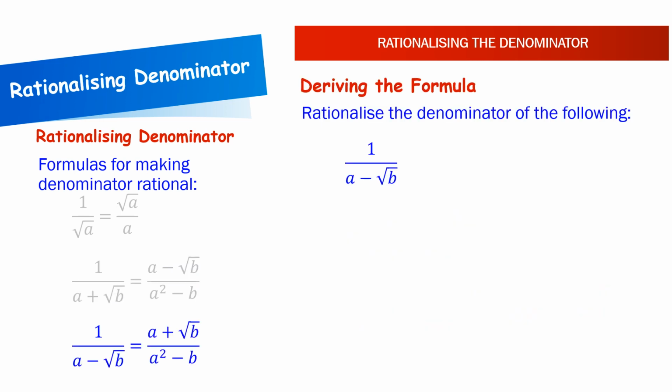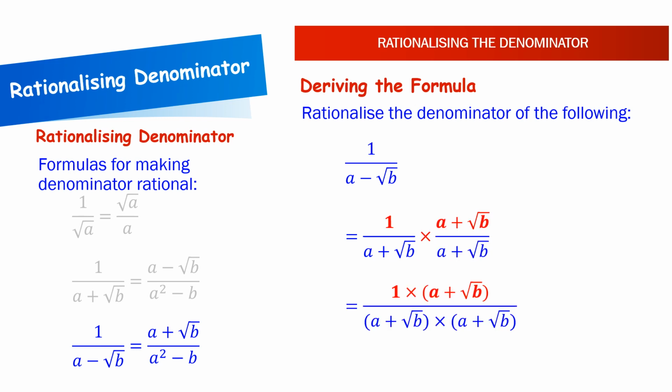And now for the third formula. How do we make this denominator rational? Or how do we find the general formula for making the denominator rational? We begin with 1 over a minus root b. And we multiply it by a plus root b divided by a plus root b, to give us this expression in the numerator and this expression in the denominator.